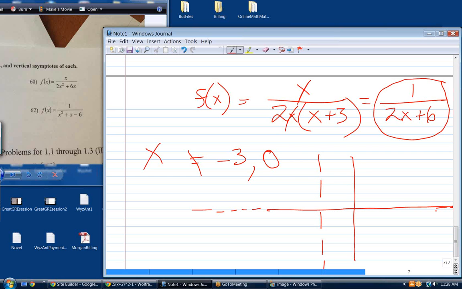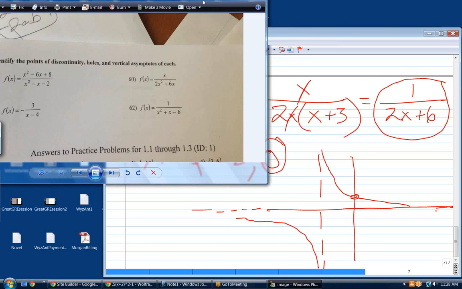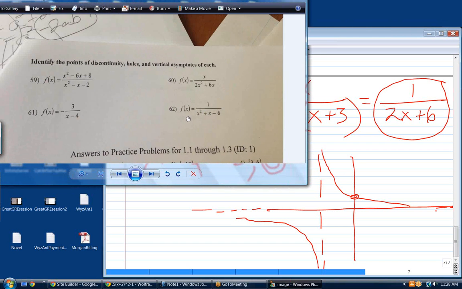And then where would the hole be? It's at 0. The hole is going to be at the trouble point that got canceled out. In other words, once I canceled the x's, it no longer appears that x equals 0 as a trouble point. But we know that it is. So I'm going to draw my hyperbolic function. That's what it's going to look like, and I know right there is a trouble point. So where are my discontinuities? -3 and 0. Yep. And we got our holes and vertical asymptotes.